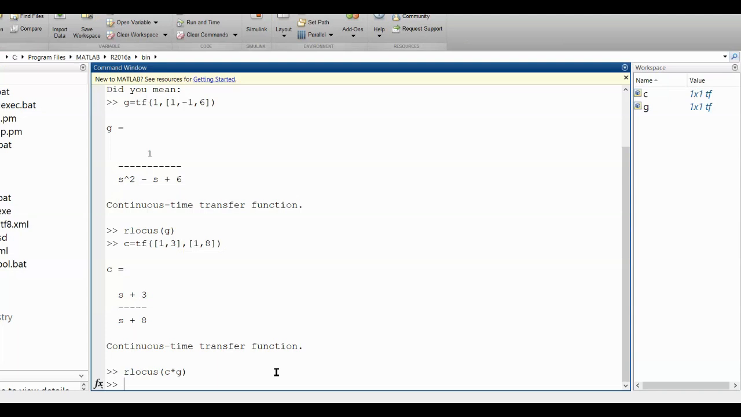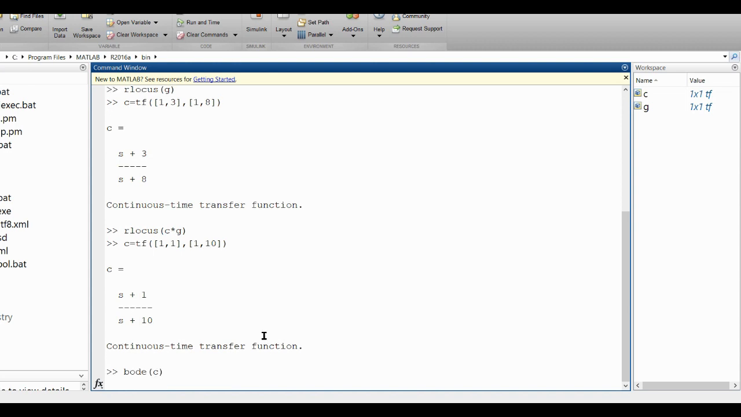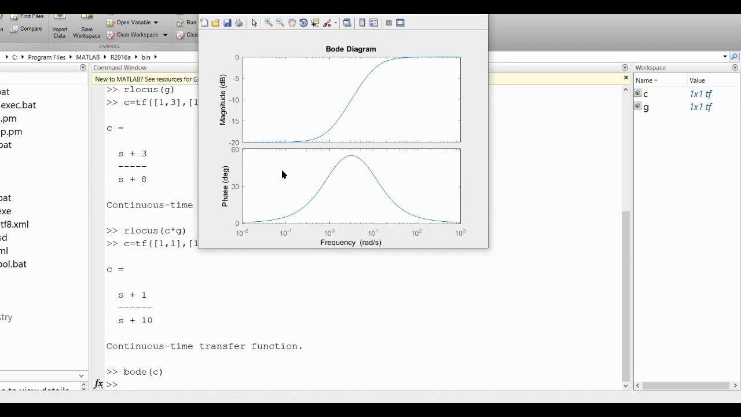So here is my MATLAB window. Let me say C is equal to TF of [1 1] over [1 10], and you see that's s plus 1 over s plus 10. And if I make a Bode plot of C, you will see that the phase goes up to more than 50 degrees. Okay, it goes up to 55 degrees or so.